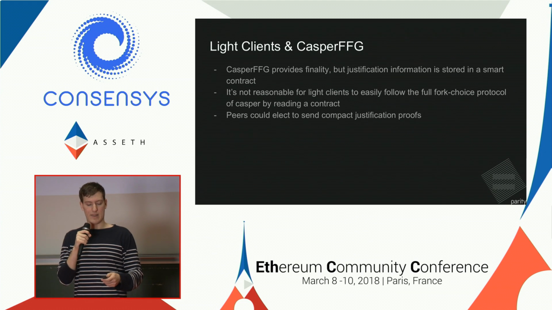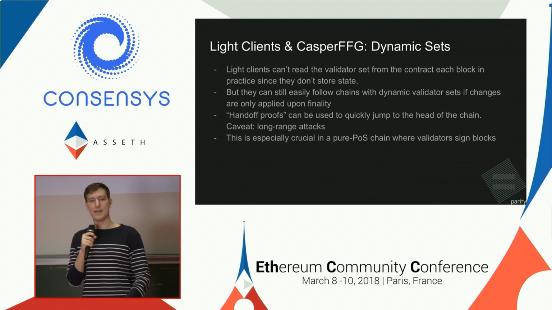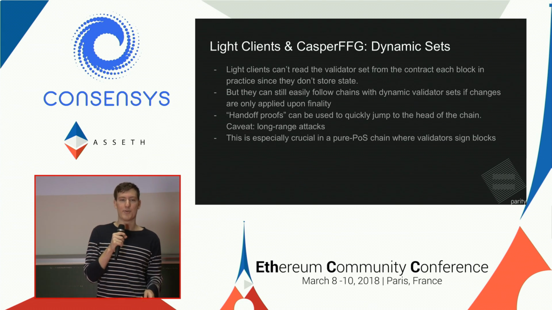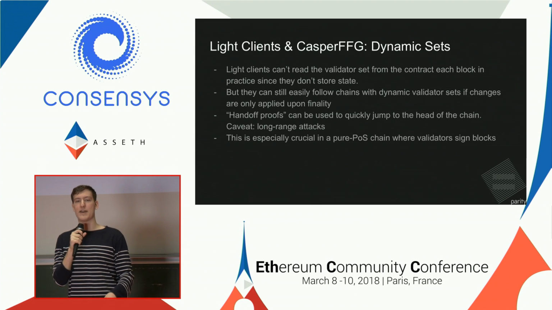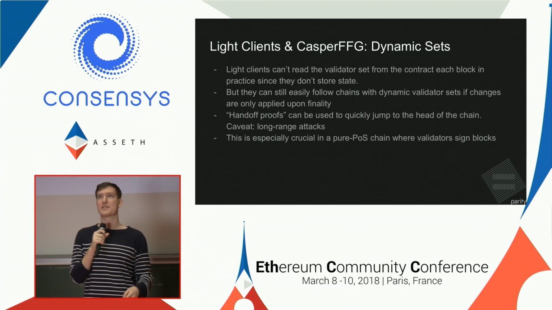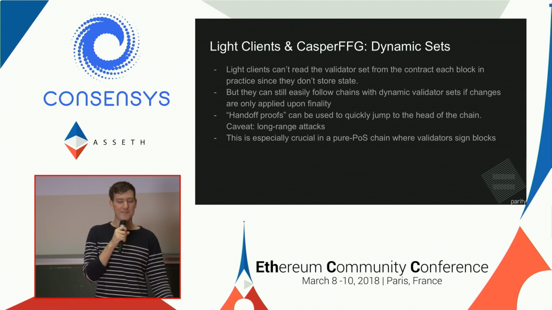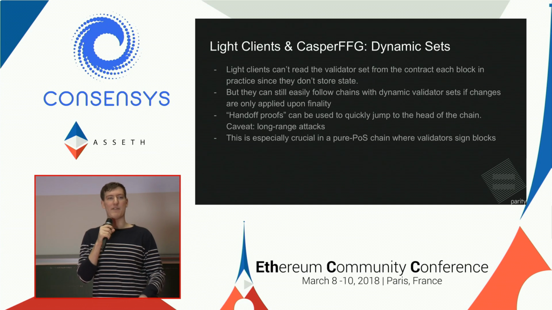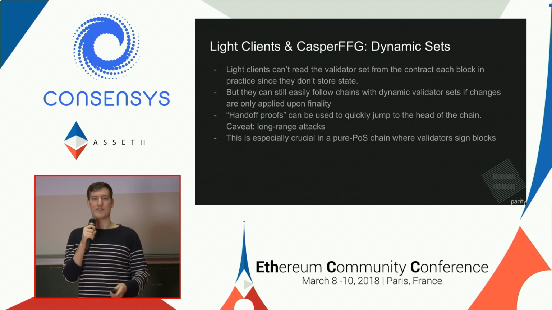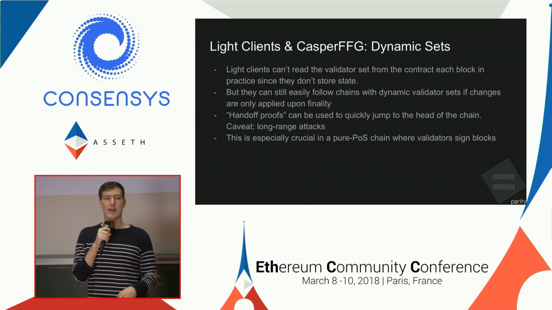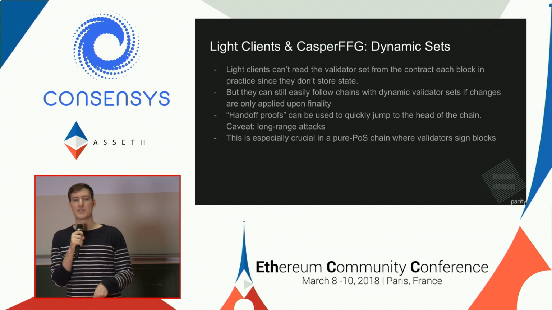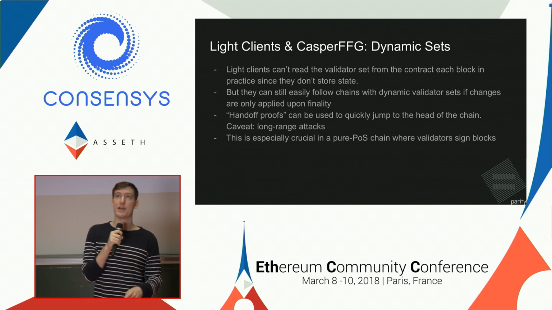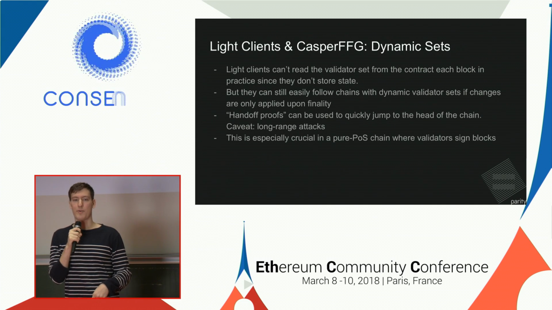But one thing that light clients can do is fairly easily follow dynamic validator sets under Casper. So again, the light clients can't read the validator set from the contract each block because they don't store the state. If you had to, every single block, make a contract call to read what the next Casper FFG validator set is, that's fairly difficult. That's a lot of overhead for syncing. But they can still follow chains with dynamic validator sets if changes are only applied on finality. So this is something that the light client model can already support.